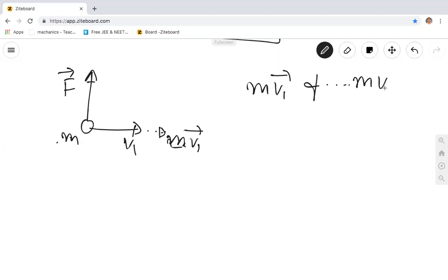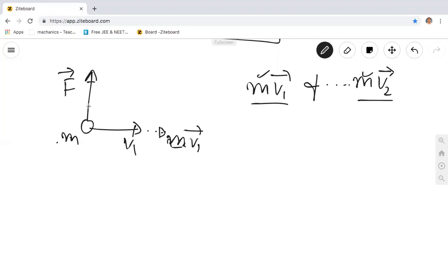v2. Different velocity. It will have a different momentum, right? Because force affects momentum, but it has to affect velocity here because mass remains constant. So to change momentum, what has to change? Velocity. Mass is constant. Is that right? So tell me, what will be the final direction of the momentum?